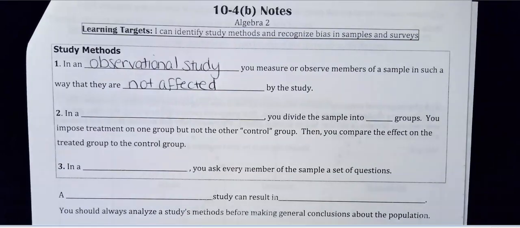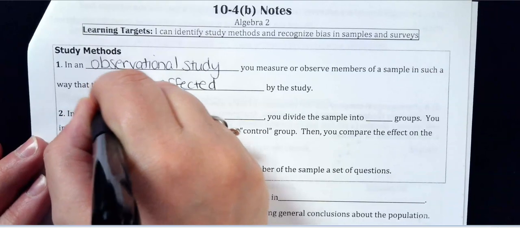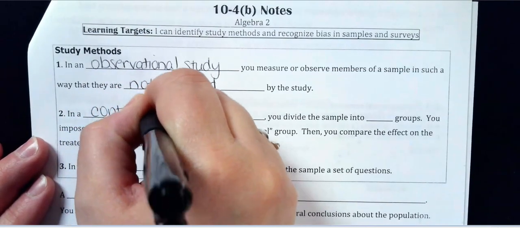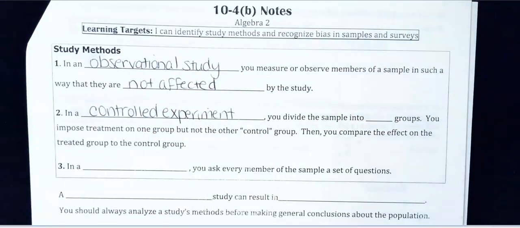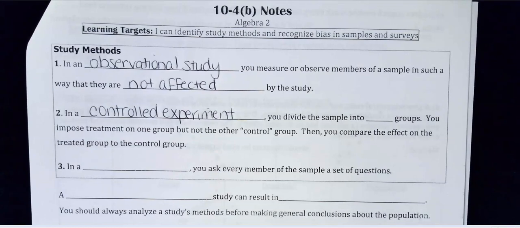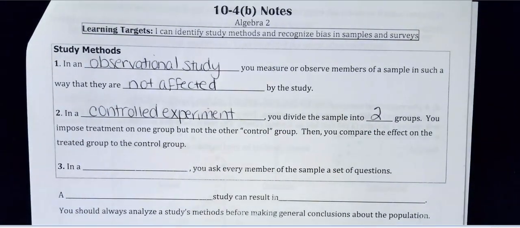Okay, the second one says this should be controlled experiment. Okay, and you guys have probably heard of these. A controlled experiment, what's going to happen is you're going to divide, however you decide to sample the people, you're going to divide them into 2 groups. One of the groups you're going to give some kind of treatment to or affect them in some kind of way. The other group you're not going to give the treatment to, and then you're going to compare the results. The group you don't give anything to, that's called the control group.